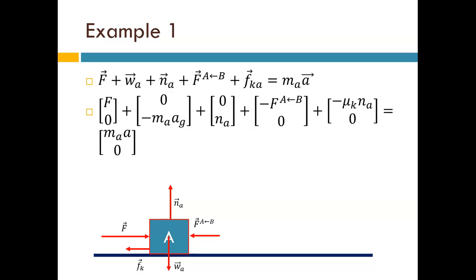Then we have my applied force from B onto A. It's pointing to the left, so it's a minus sign. And then we have our frictional force, which is also a minus sign. We calculate friction by taking the coefficient of kinetic friction and multiplying it by the normal, mu_k times n. Do you see where we're going with that?